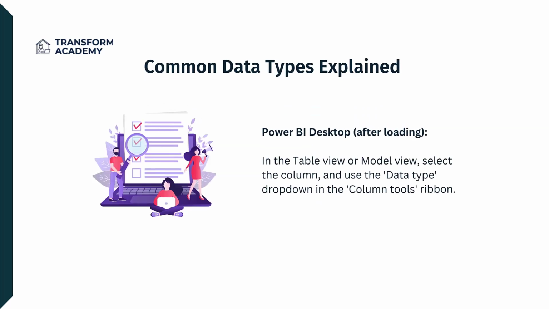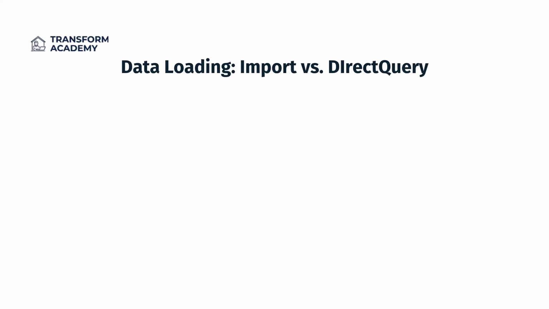Power BI Desktop after loading. In the Table View or Model View, select the column and use the data type drop-down in the Column tools ribbon. Selecting the appropriate data type is a foundational step that impacts how efficiently your model stores data and how accurately calculations are performed. Data loading: import and DirectQuery.